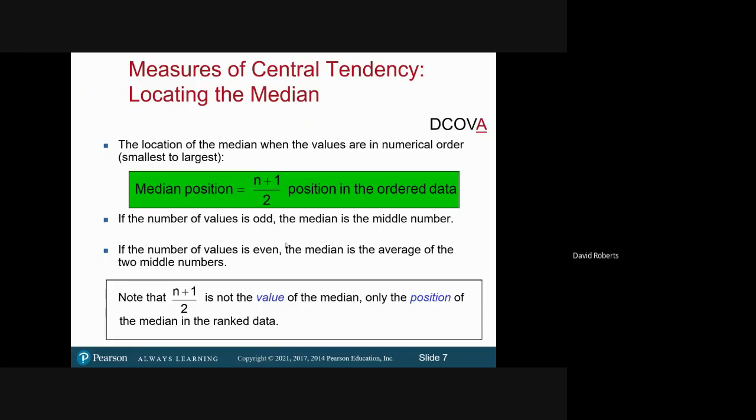So what you would have is, let's say there's 6 positions. So you'd have 6 plus 1 is 7, divided by 2 is 3.5. So you take the value from position 3, add it to the value from position 4, and divide by 2. So you sort of make a new number that isn't actually part of your array.